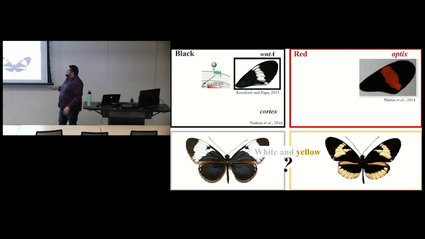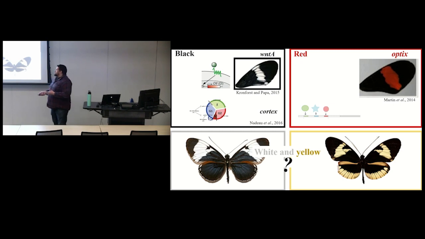The other cool thing about it, and how I got fascinated by this, is if you notice the genes, they're pretty unique kinds of proteins that are coming out of them. So we have a signaling ligand with Wnt, we have a cell cycle regulator for cortex, and then we have transcription factors in the case of optix. So this already is very interesting developmentally, because if all of these things are putting patterns together, they're doing so in very different cellular ways.